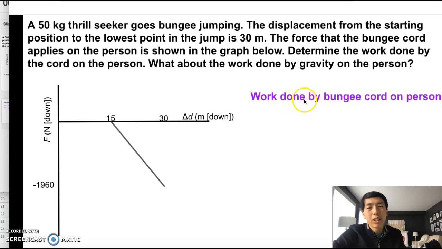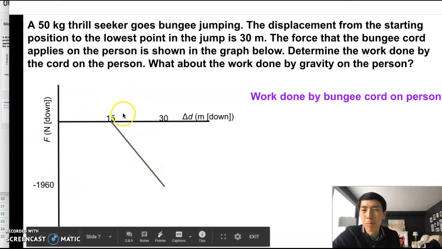So how do we calculate the work done by the bungee cord? Well, we have two options. One, we can use the work formula, or two, we can apply what we just learned, which is to calculate the area of the graph. And the graph is right here. This graph is for the bungee cord.